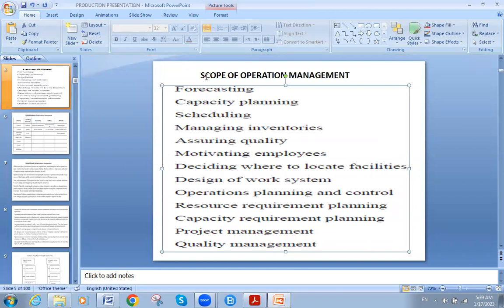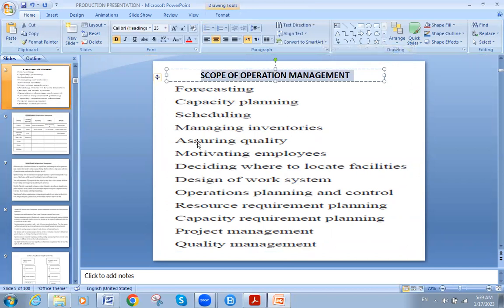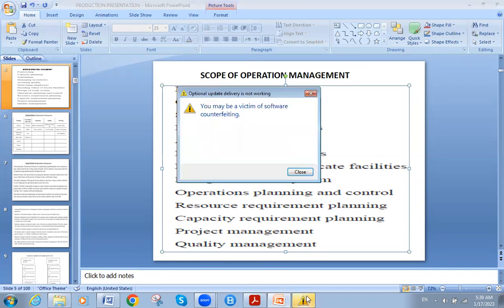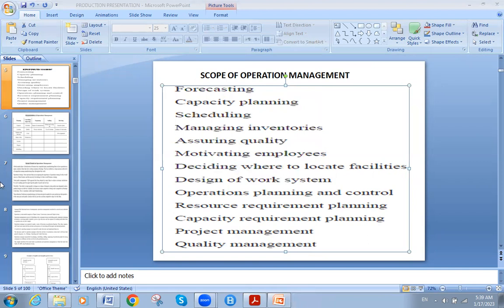Okay, we'll go now to the scope of operation management. What I will focus on in operation management: forecasting, capacity planning, scheduling, managing inventory, assuring quality, motivating employees, deciding where to locate the facilities, design of work system, operation planning and control, resource requirements planning, capacity requirement planning, project management, quality management. Those are the things which we use for operation management.